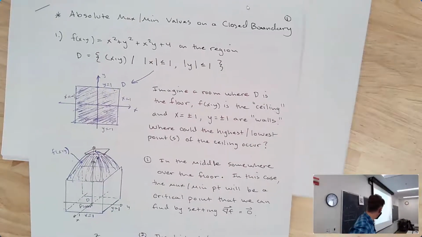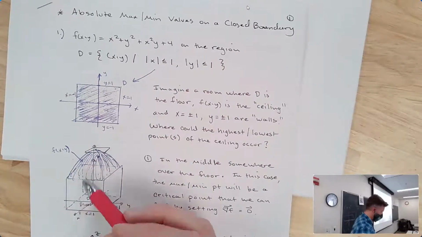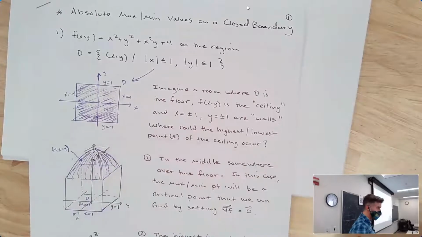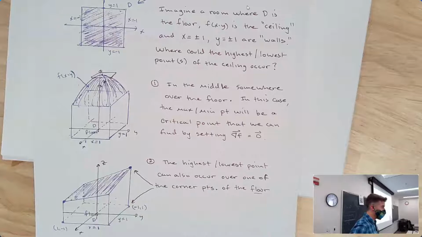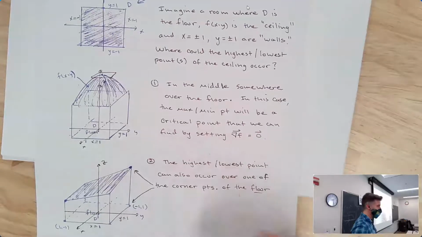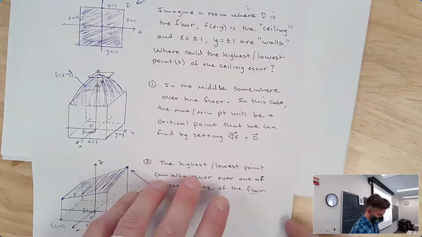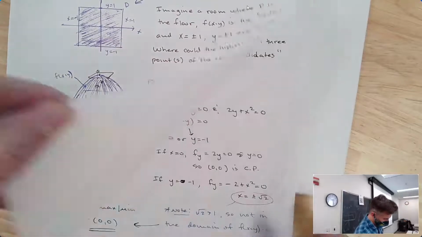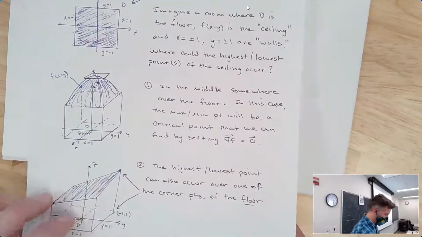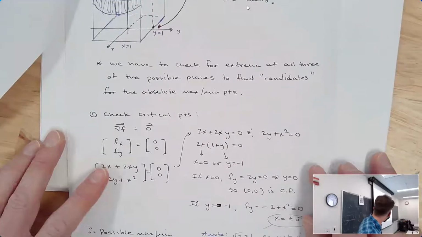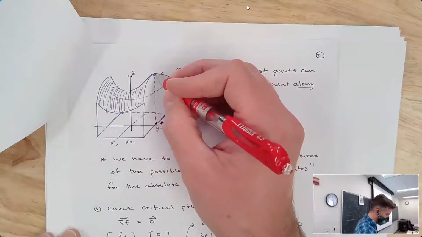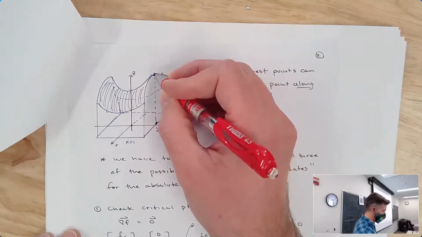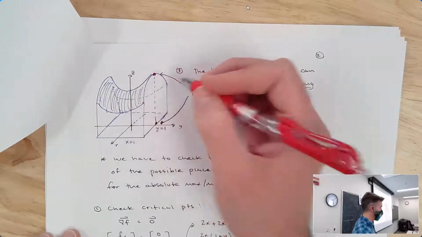So maybe your ceiling looks like this, and the highest point is somewhere in the middle. But maybe your house looks like this, and the highest point is at one of the corners. Or maybe your house looks like this, where the highest point is on one of the walls. It's not at a corner, it's at a point between the two corners.